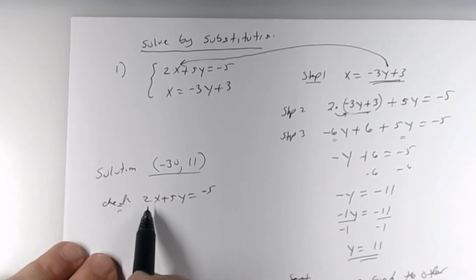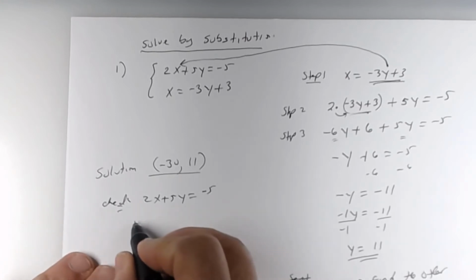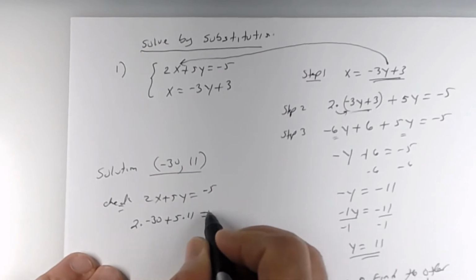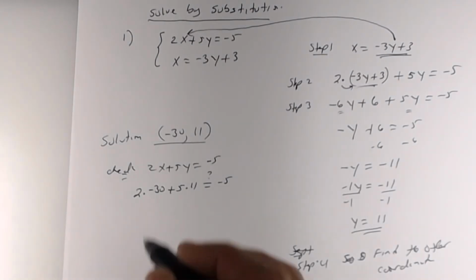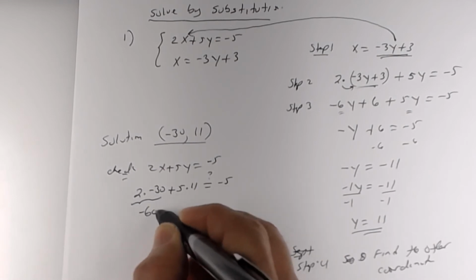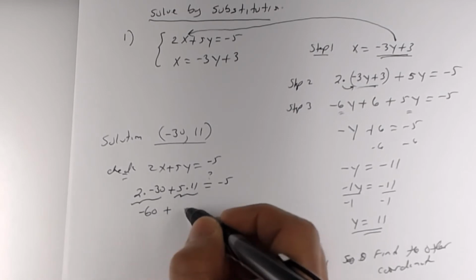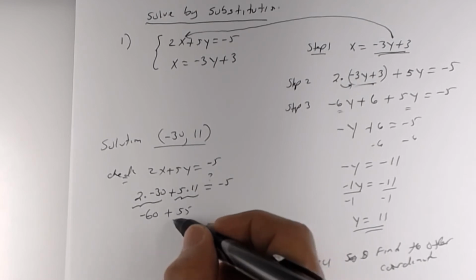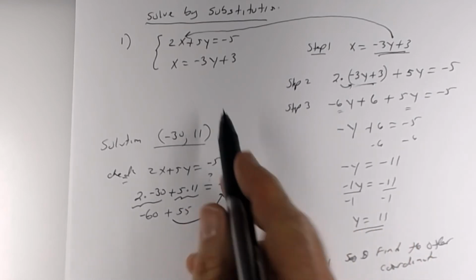And in place of x, what do I substitute? In place of y, what do I substitute? 11. So I get 2 times negative 30 plus 5 times 11, and I want to see if that's going to equal negative 5. Well, what's 2 times negative 30? Negative 60. What's 5 times 11? 55. Is negative 60 plus 55 equal to negative 5? Yes.